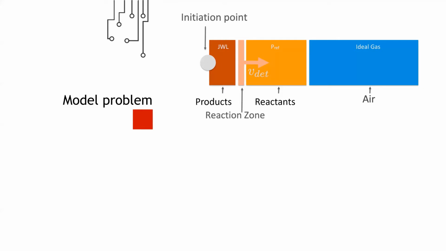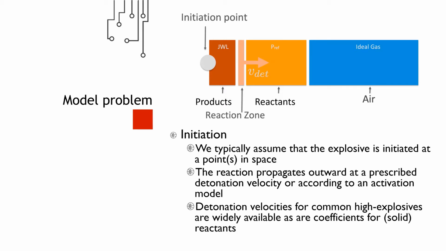Okay, so the model problem, which is kind of our bread and butter, what blastFoam was designed to solve. You have a block of explosive material, and you detonate it at a point. We assume that this detonation occurs at a single point, and then it propagates outwards at some prescribed detonation velocity. This detonation velocity is very easy to find for most high explosive materials. I generally search for the detonation velocity of C4. You can find it very quickly. It's probably the first pop-up on Google.